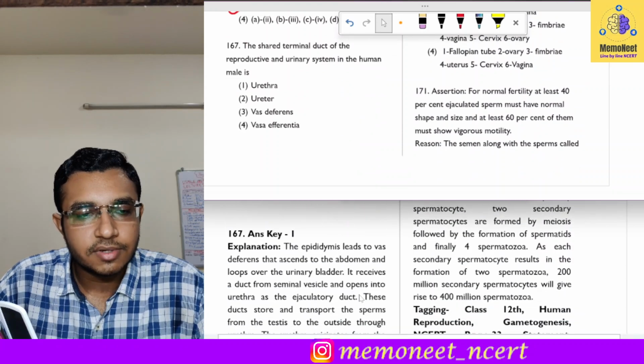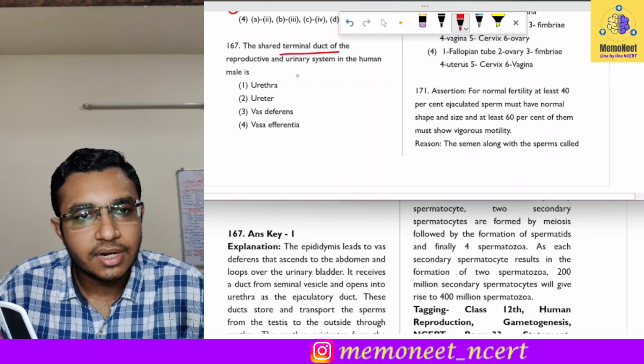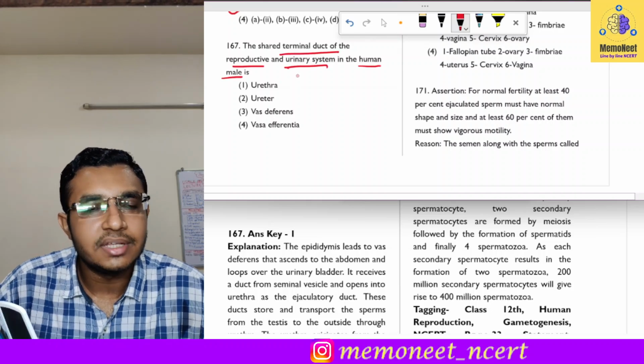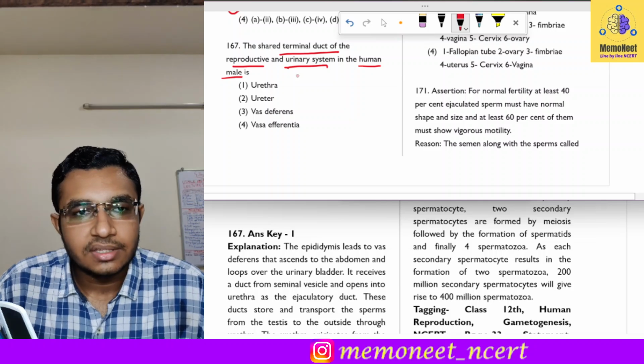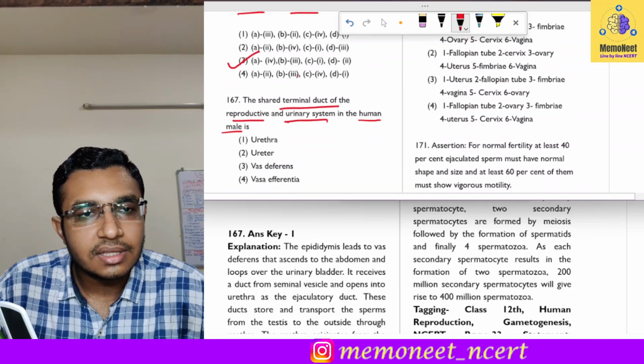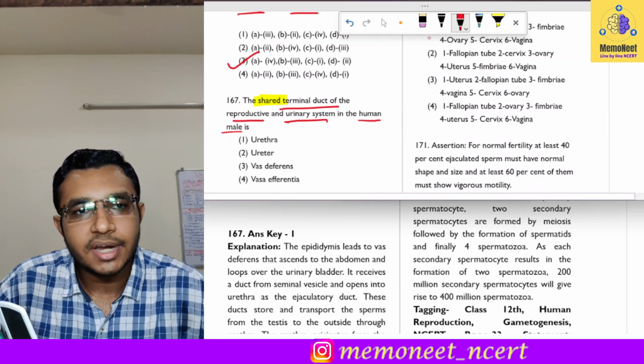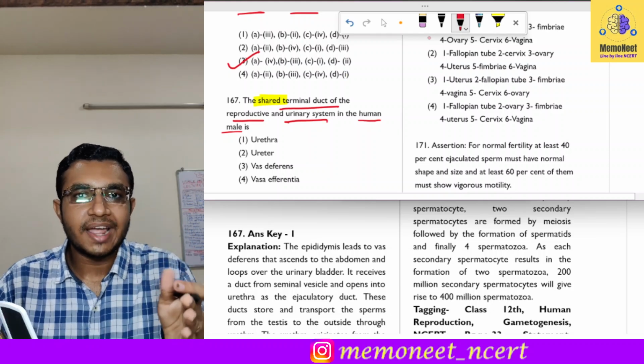Next question is question number 167. It states that the shared terminal duct of the reproductive and urinary system in the human male is what? Okay, now see, this is talking about the terminal duct, and in the question it is given shared. Why is it given shared? Because it is shared by both the reproductive tract and the excretory system.